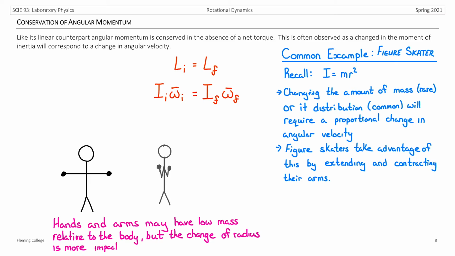So increasing the distribution by 2 meters will be much more impactful than increasing the mass by 2 kilograms.